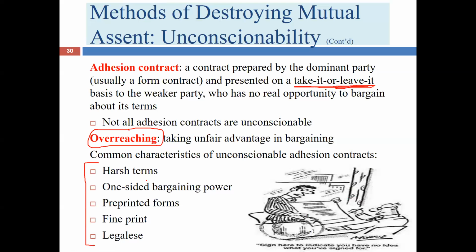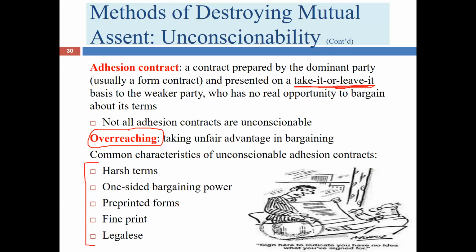So what are the things that qualify for overreaching? Well, these would be very harsh terms. For example, a lot of penalties for very small violations. Maybe paying your cell phone bill a day late means that you owe double what you ordinarily would, for example. One-sided bargaining power. Let's say in this market there's only one cell phone company. If you want a cell phone, you got to go with that company. Well, that wouldn't be very fair. In a market where we have lots of options, you wouldn't have as much bargaining power. It wouldn't be a monopoly.